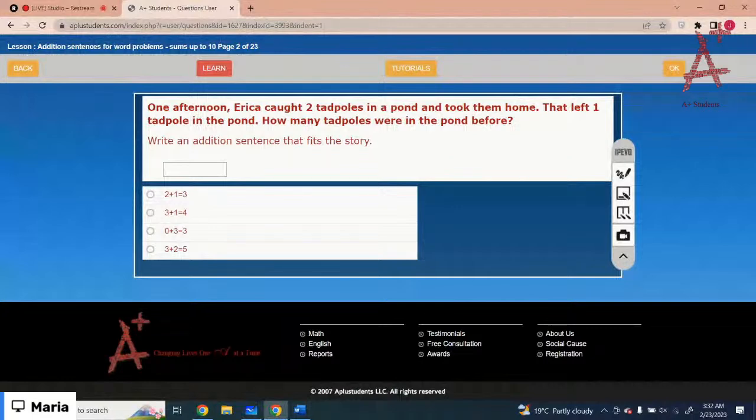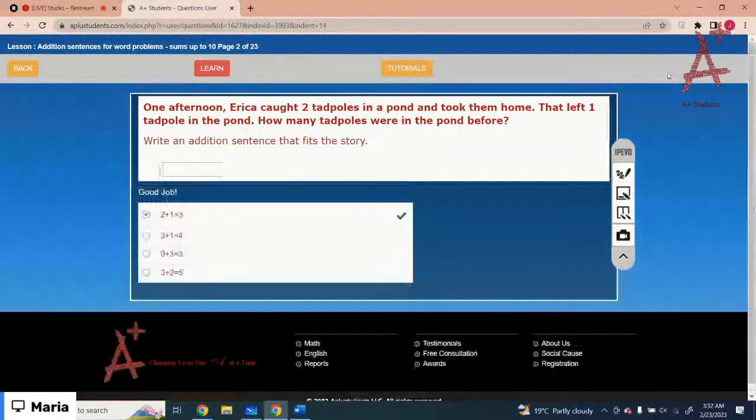So 2 plus 1 equals 3. Got it? The correct option is option number 1. That is the sentence that fits the story.